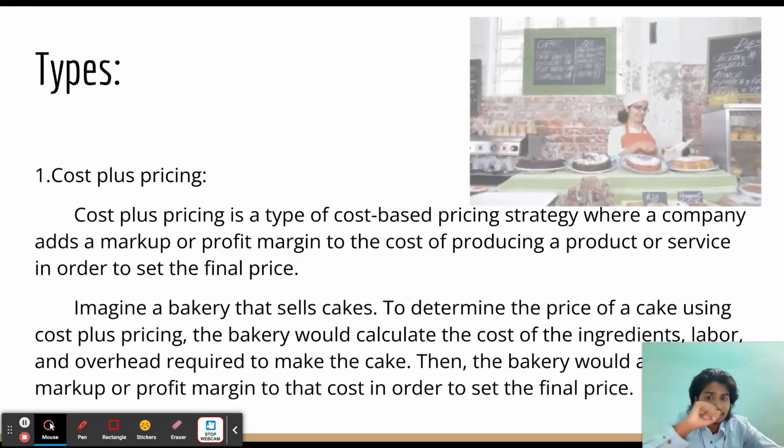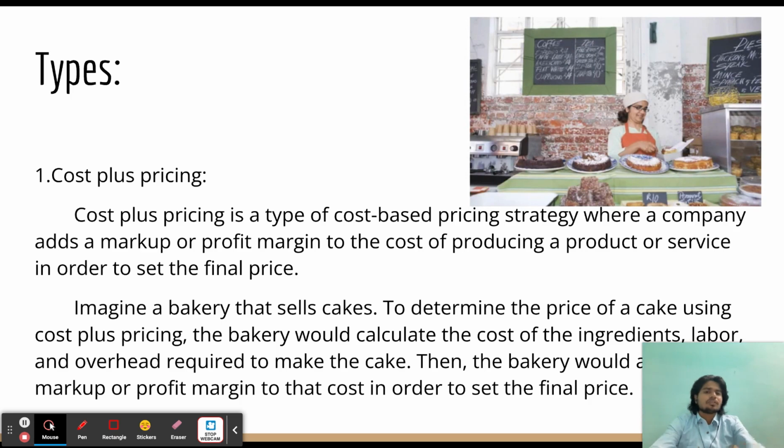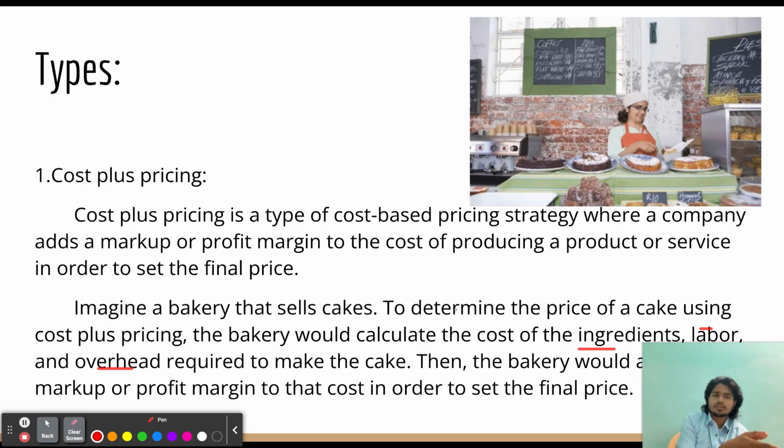Imagine a bakery that sells cakes. To determine the price, we calculate the cost of ingredients, labor, and overhead required to make the cake. When you add all these three things, you get the cost price, and then you add a small margin to it. You arrive at the final selling price. So this is called cost-plus pricing.